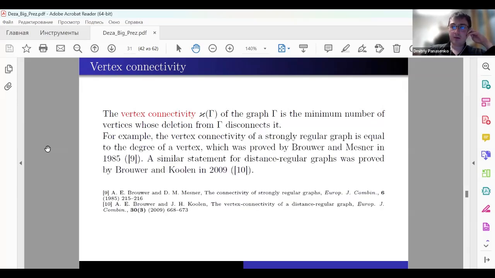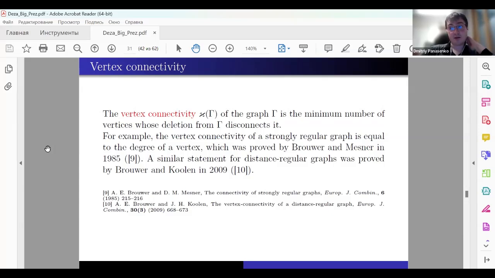And for example, there are some interesting results on vertex connectivity. The vertex connectivity of strongly regular graphs is equal to the degree of the vertex k. It was proved in 1985. And a more generalized statement for distance regular graphs was proved in 2009. The same thing: the vertex connectivity equals the degree of the vertex.